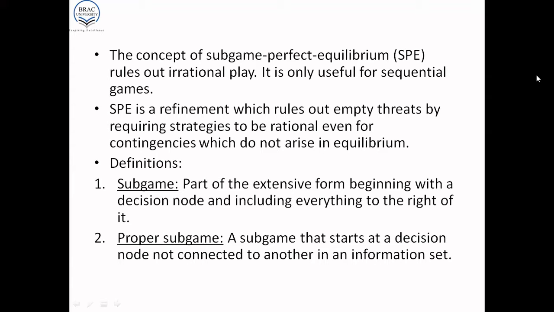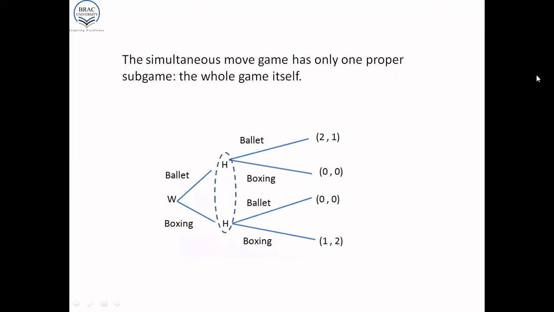Okay, so let's look at a couple of definitions. The subgame is the part of the extensive form beginning with a decision node and including everything to the right of it. And a proper subgame is a subgame that starts at a decision node not connected to another in an information set. This would be clearer when we look at the diagram. So this is the old simultaneous move game. This has only one proper subgame, the whole game itself.